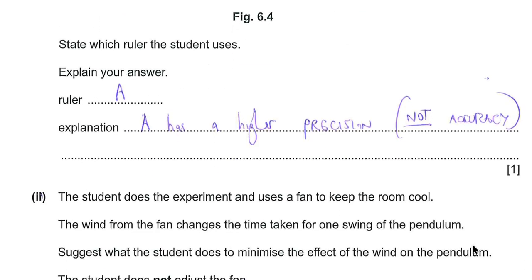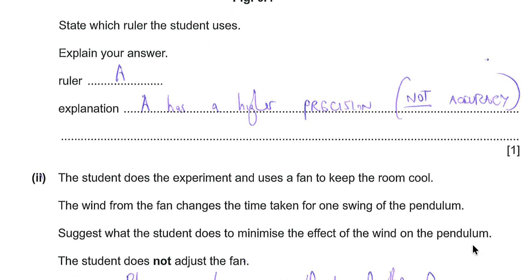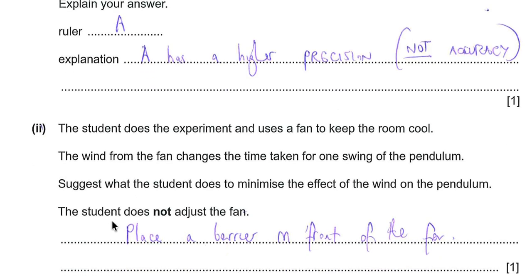Okay, a student does the experiment and uses a fan to keep cool. They suggest what someone does to minimize the effect. I'll be honest, I don't think I would have got this mark. The acceptable answer, okay, was that you just place a barrier in front of it. We don't adjust the fan. A lot of students would say, turn off the fan, turn down the fan, move the fan, adjust the position of the fan, turn the fan so it does not face you, but you're not allowed to say that. You just put a barrier in front of it.